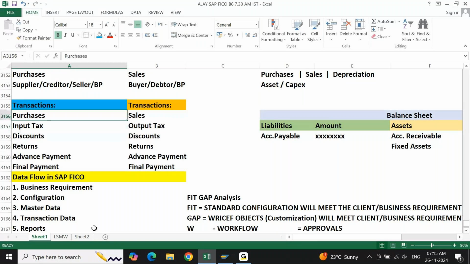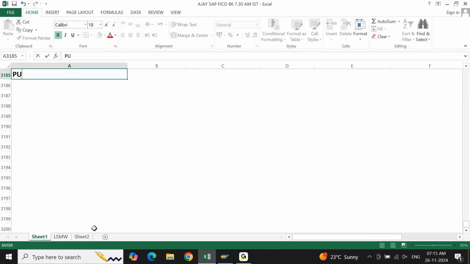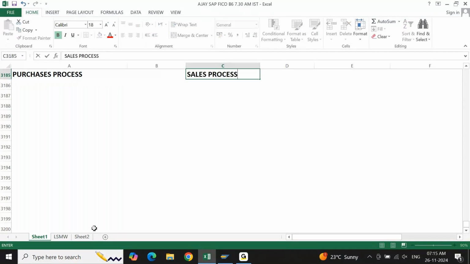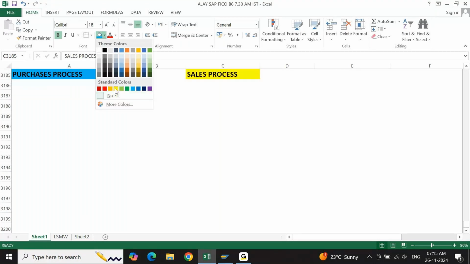Now coming back to this, we are talking about transactions, purchases, sales, which include your tax, discount, return, advance payment, and then final payment. Here also same thing. Next point, if we specifically write down here, purchase process and then sales process. When we are talking about the purchase process, and similarly the sales process, we need to understand certain points here.